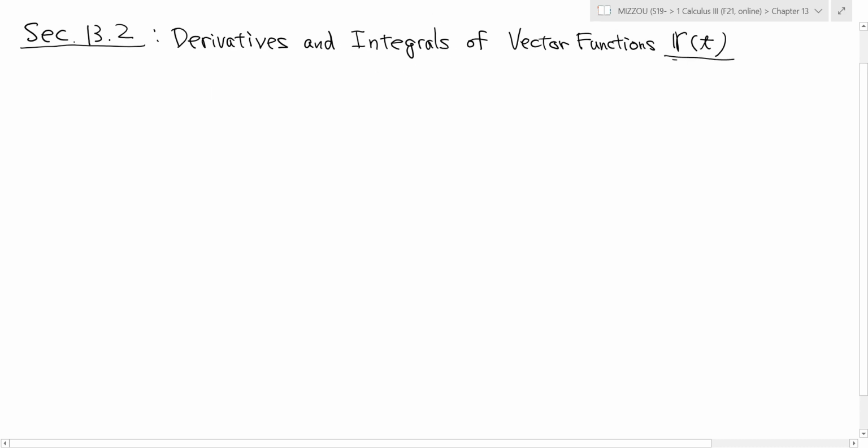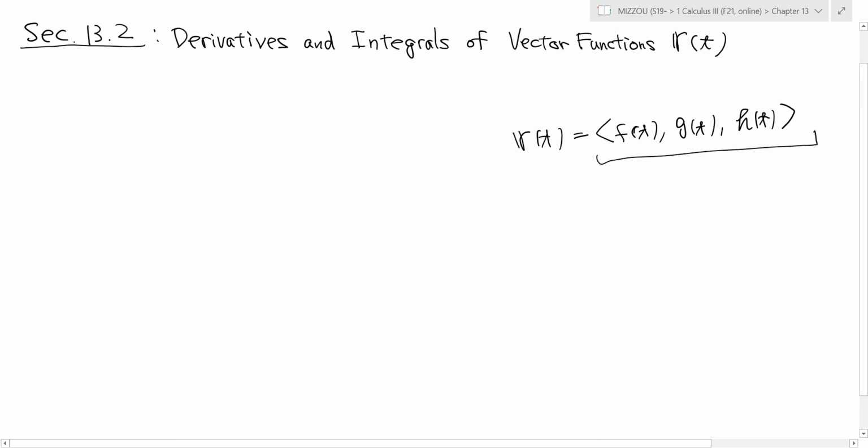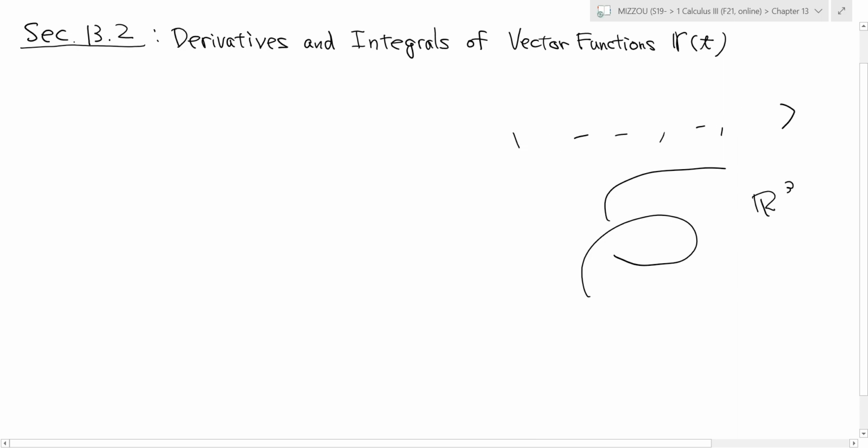Anyhow, remember in the last video, I introduced the notion of vector functions, which is a vector where the x component is a function of t, the y component is a function of t, and the z component is a function of t. That gives a function of t, but the value of the function is actually a vector, and geometrically, this gives some kind of three-dimensional curve in R3. Okay, that's what the vector function was.